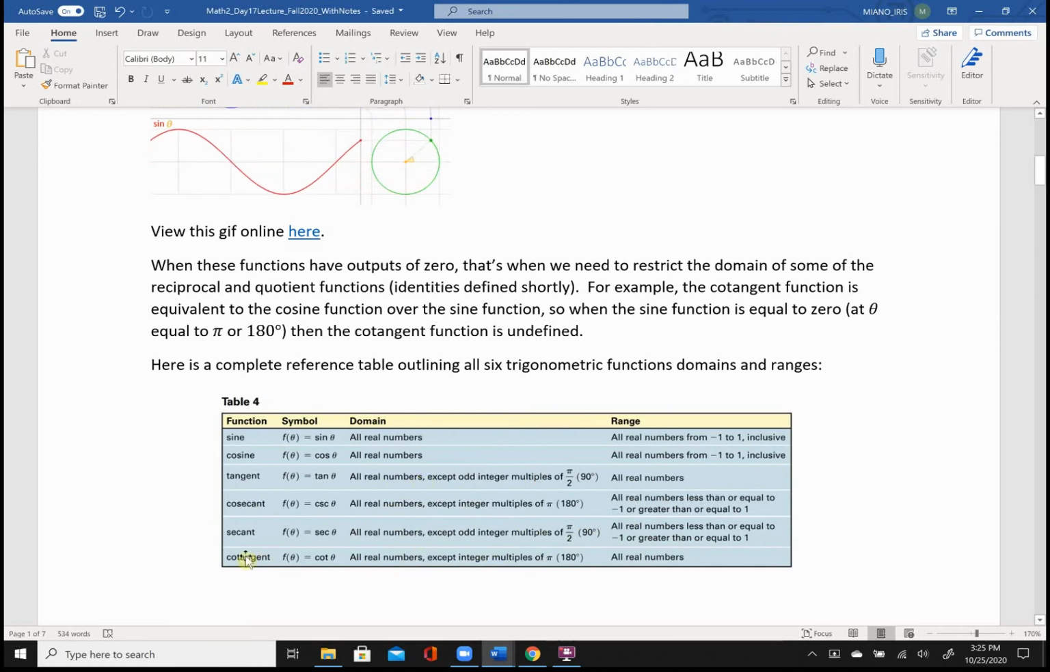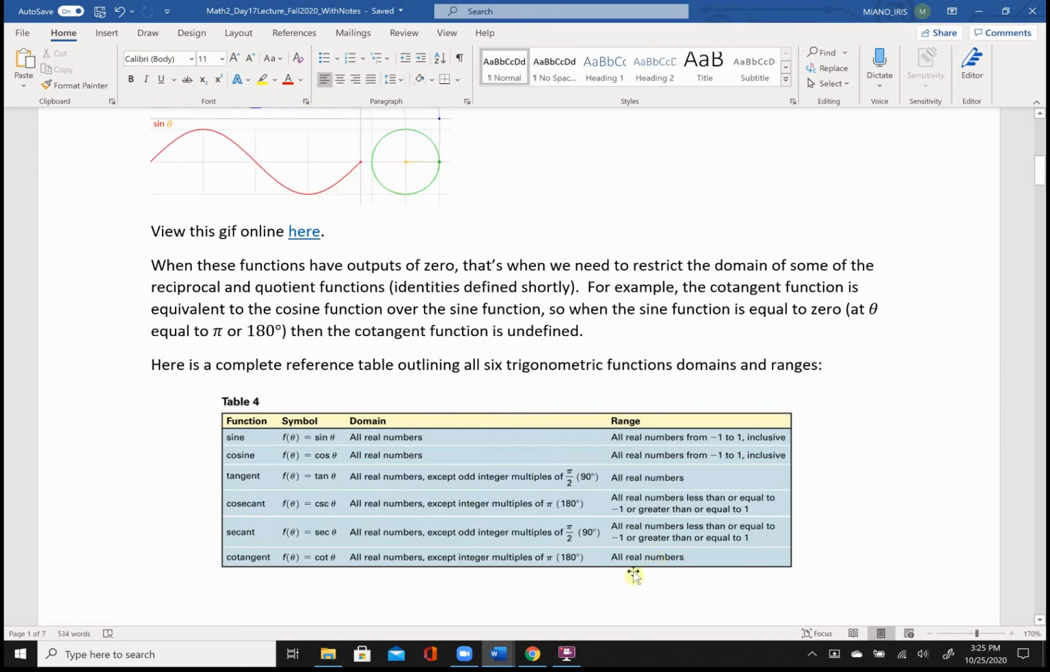Similarly, for cosecant and cotangent, the sine function is going to be in the denominator space for those functions. So anytime the sine is equal to 0, which is going to be at pi or 180 degrees, we've got to take that out of the domain. So there are some domain restrictions for the quotient functions and the reciprocal functions.